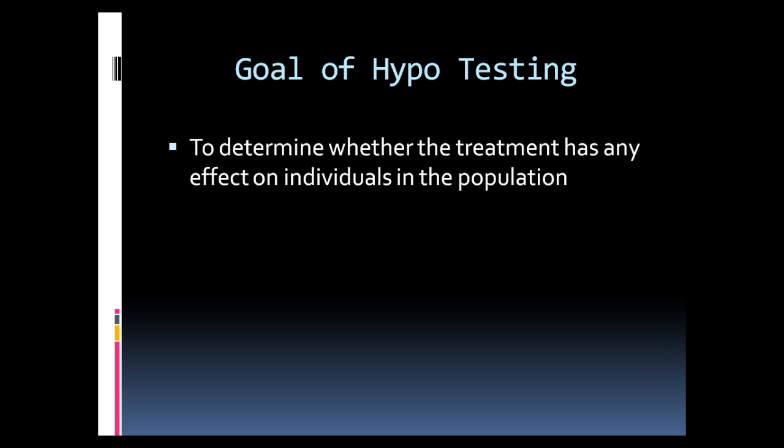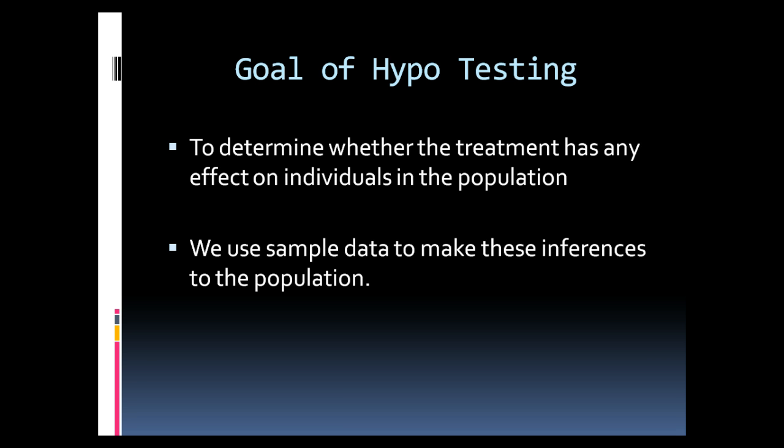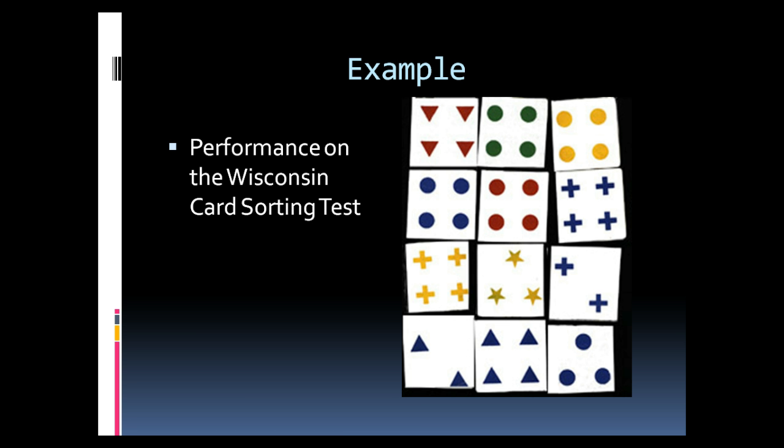So the goal is to determine whether a treatment, intervention, whatever you want to call it, has any effect on individuals in a population. So in this sense, we make inferences, and this is when we get into what we call inferential statistics. So an example is performance on the Wisconsin card sorting test. And the general idea behind it is that ability declines with age, that people are less able to sort the cards with the same agility, speed, accuracy with age.